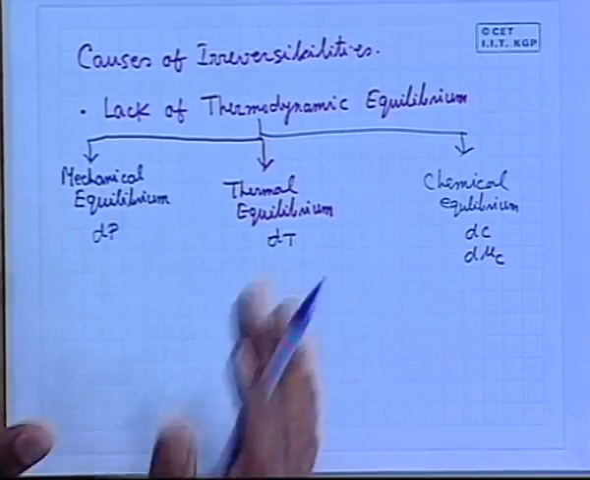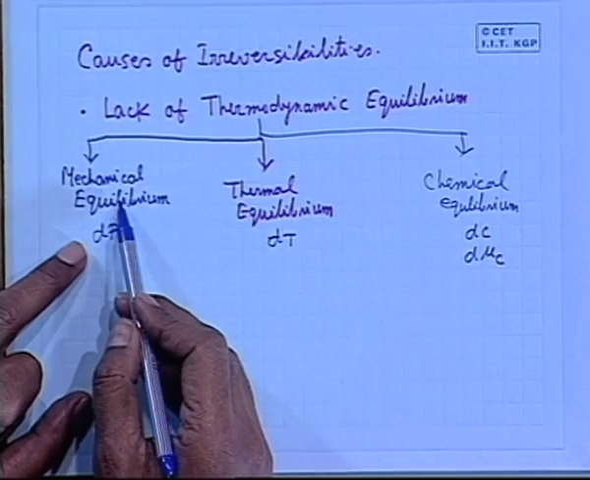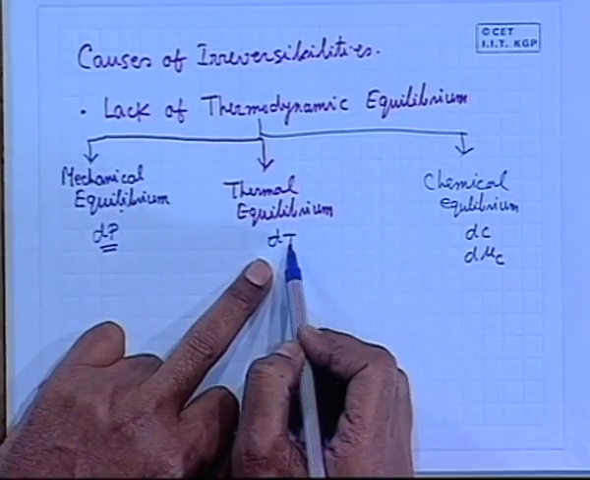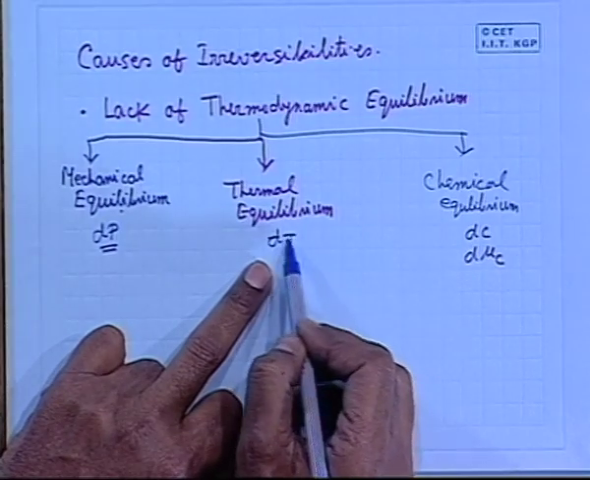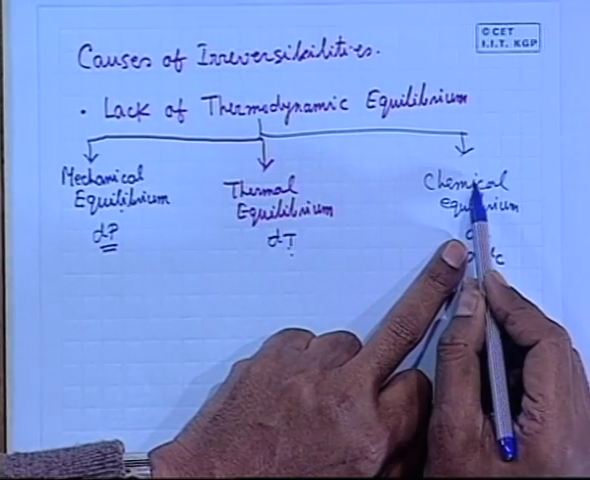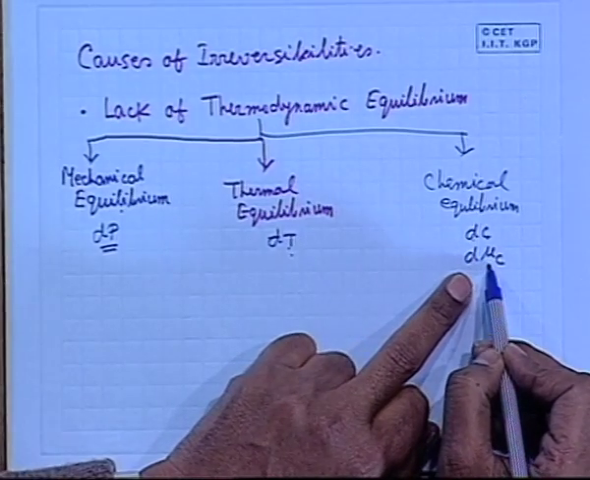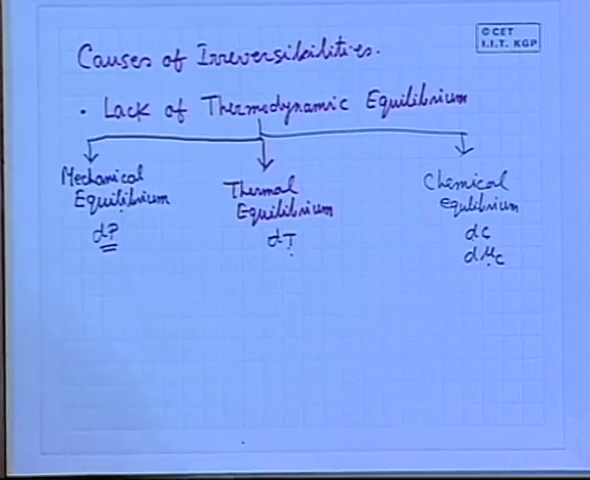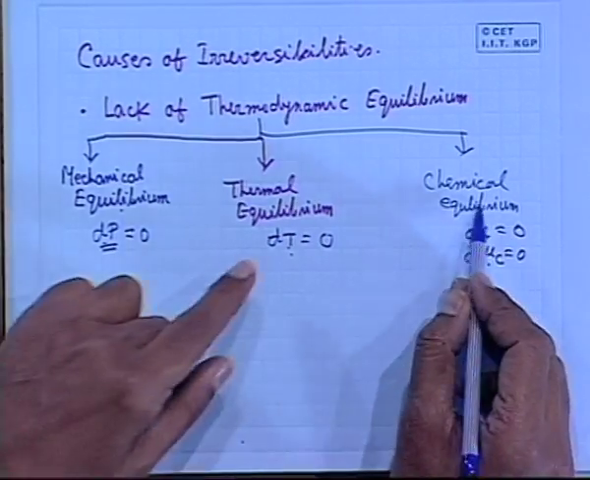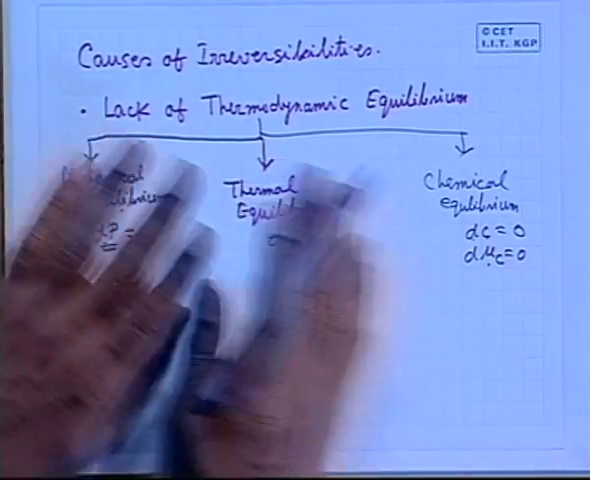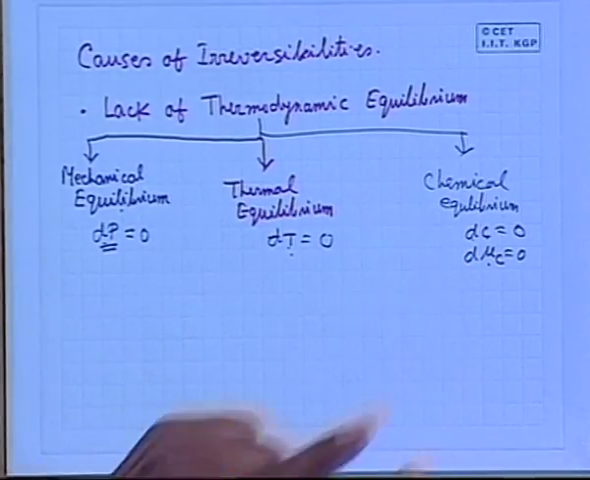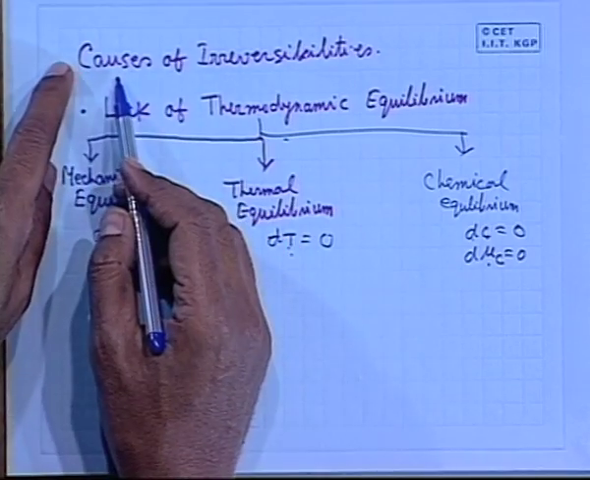So, that means whenever a process occurs, there is always a lack of equilibrium. If work transfer has to take place, there will be a lack of pressure equilibrium, that is mechanical equilibrium. There is a lack of temperature equilibrium, that is thermal equilibrium. There has to be a temperature difference for heat transfer to take place. Similarly, there has to be a concentration difference for a mass transfer process to take place, and there has to be a chemical potential difference for a chemical reaction to take place. But when dP is 0, dT is 0, dC is 0, that means all the equilibria are established and there is perfect thermodynamic equilibrium, no process will occur. But whenever there is a natural process, there is a lack of thermodynamic equilibrium, because lack of thermodynamic equilibrium initiates the natural process, and this is one of the prime causes of irreversibility.